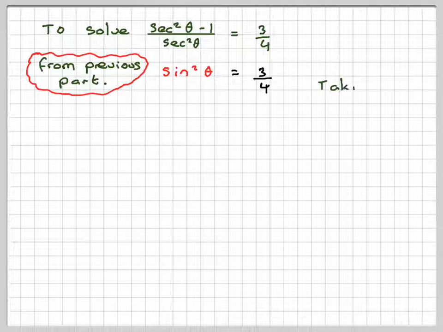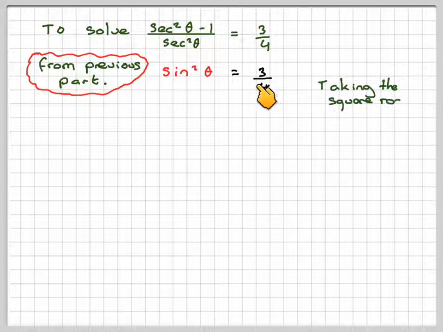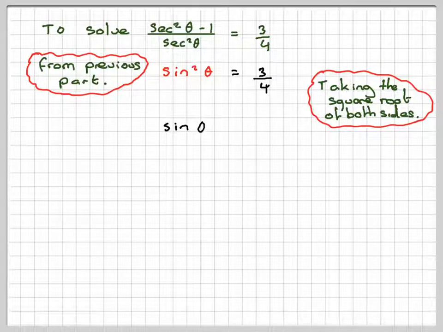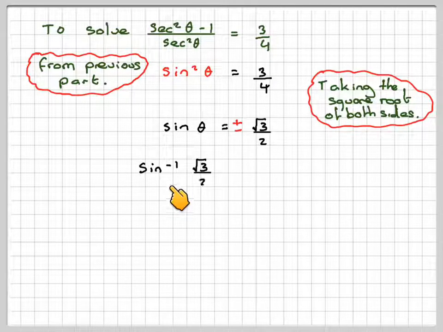To solve it, we need to take the square root of both sides. So the square root of sin²θ is going to be sin θ. The square root of 3 we can't take, so we'll just leave it as root 3, and the square root of 4 is 2. However, when we take the square root, we need to consider plus and minus. Now do sin⁻¹ of root 3 over 2. Remember, in radians, that's 60 degrees, so that will be π divided by 3.